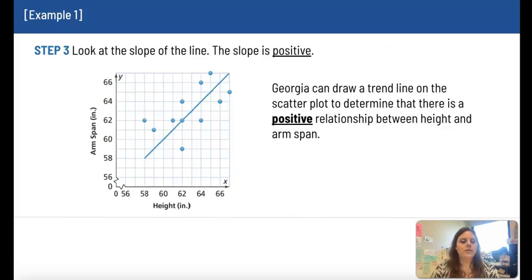Now, when we actually put that line in instead of using a pencil, we can look at the slope. Here we see that the slope would be positive. Georgia can draw a trend line on the scatter plot to determine that there is a positive relationship between height and arm span. So this new idea of using a trend line, or a line that actually represents the trend of the data.